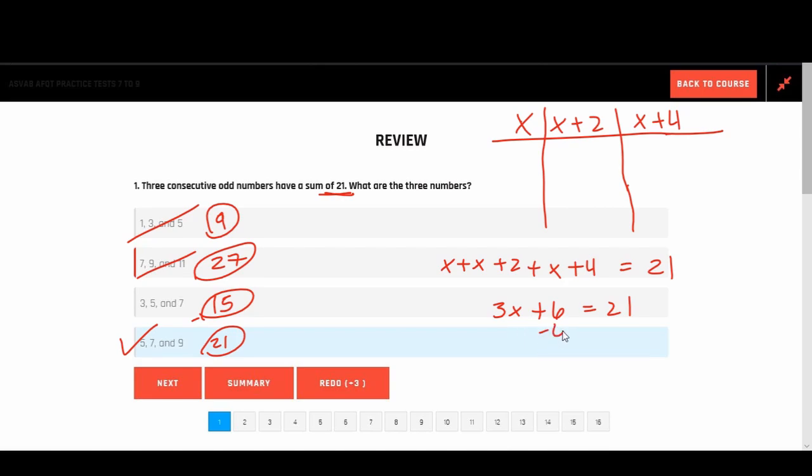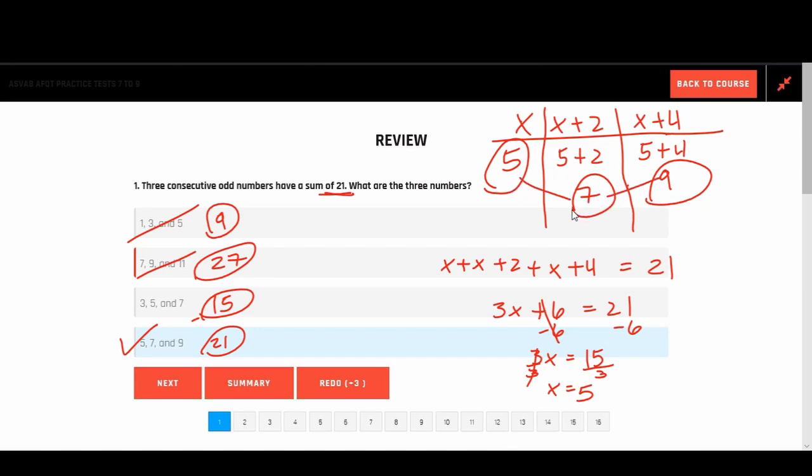Now we're solving for x, so we're going to subtract 6 from both sides. This crosses out. We're left with 3x equals 21 minus 6. Let's think about that. 21 minus 1 would get you 20, minus 5 additional ones would be 15. So 3x equals 15. You divide both sides by 3 to get rid of that, so x equals 15 divided by 3, or x equals 5. Therefore, x plus 2: x is 5, so 5 plus 2 is 7. And x plus 4 is 5 plus 4, which is 9. 5, 7, and 9. And as you can see, those are consecutive odd numbers.